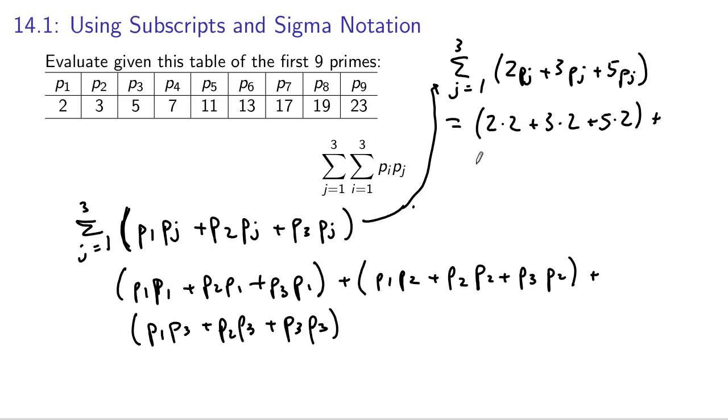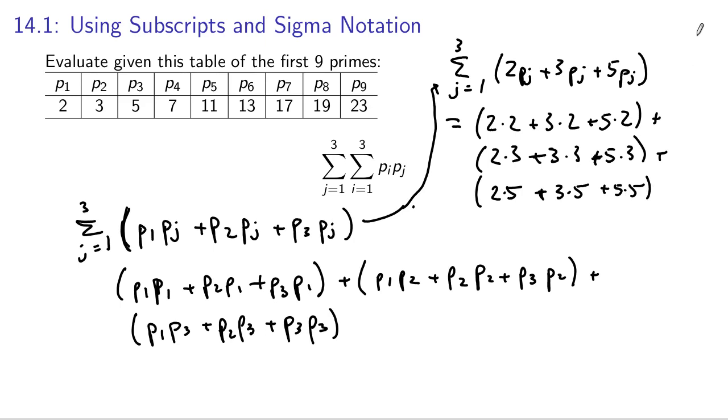And then when j is 2, we have p sub 2 here, so it would be 2 times 3 plus 3 times 3 plus 5 times 3 plus, and then when j is 3, we have p sub 3, which is 5. So 2 times 5 plus 3 times 5 plus 5 times 5. Okay?